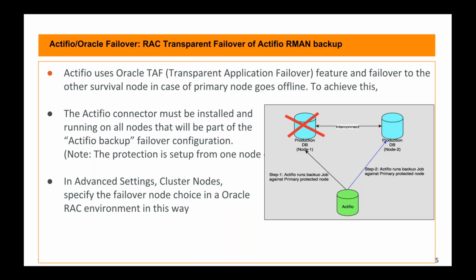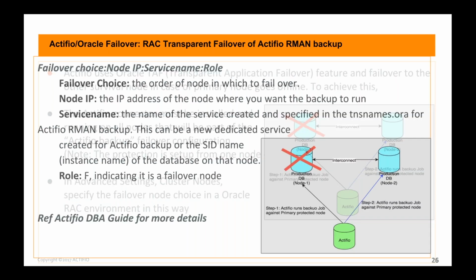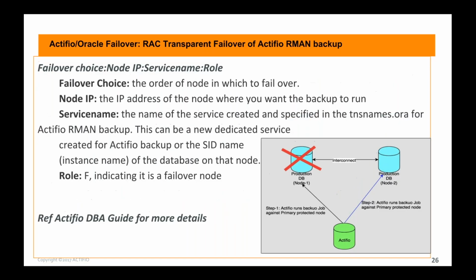And here is the option we provide in the application advanced settings. If you remember the advanced settings which I showed you as part of the protection process, like username, password, role, Oracle service name, in the same screen you can have this failover choice, node IP, and service name. You can choose which node you want to fail over to, and just save the changes. So whenever a situation comes, we automatically fail over to node 2 and continue the backup.